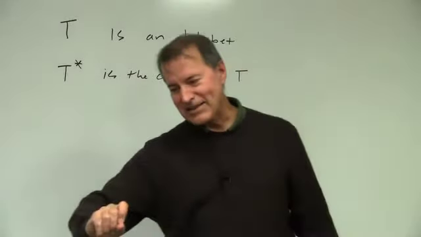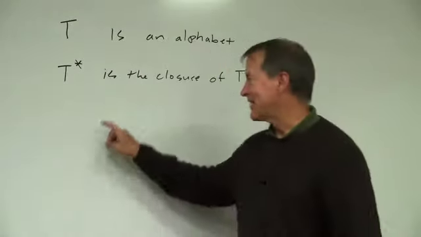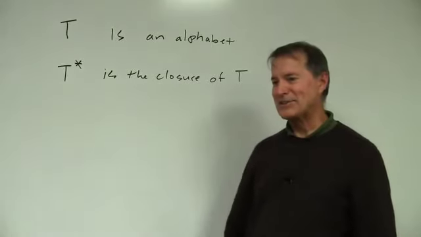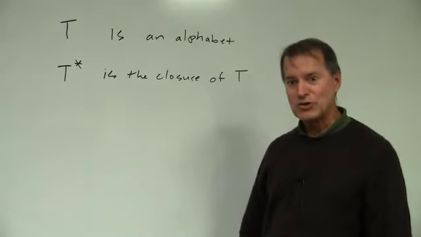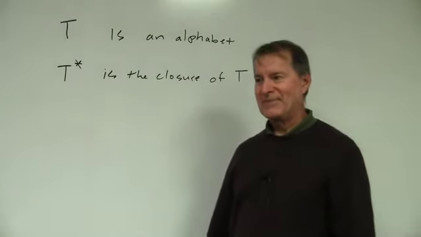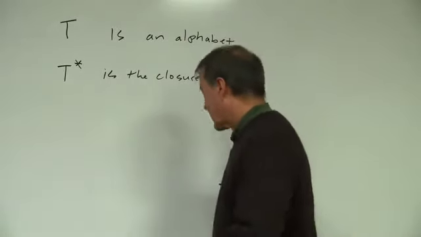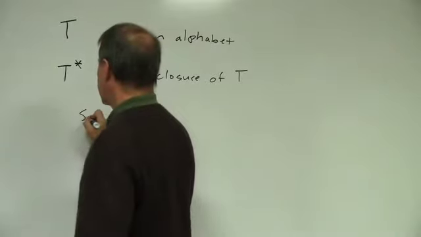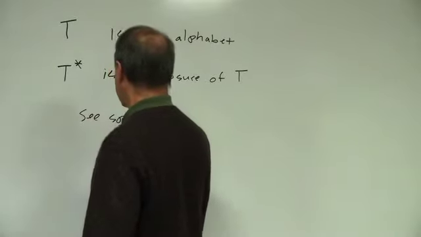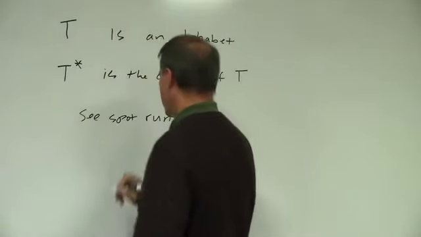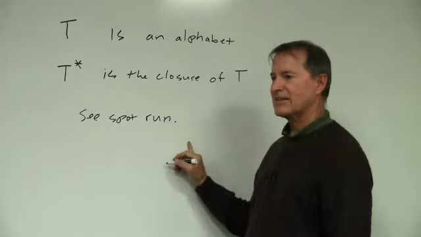You can't write any string of English characters that's not in T star. It's huge, right? It includes the meaningless characters. Like here's one: if you say "see, spot, run." This is a valid sentence in the English language.